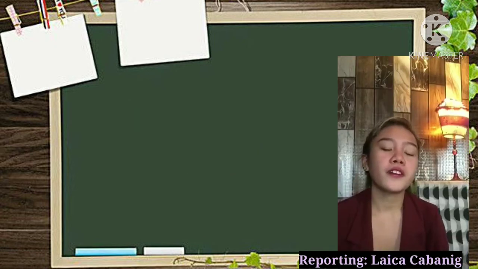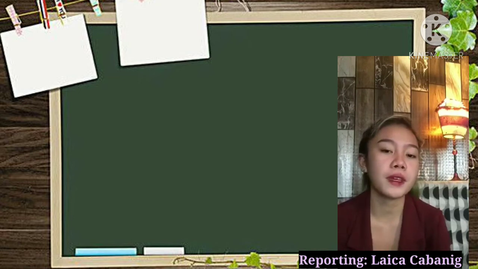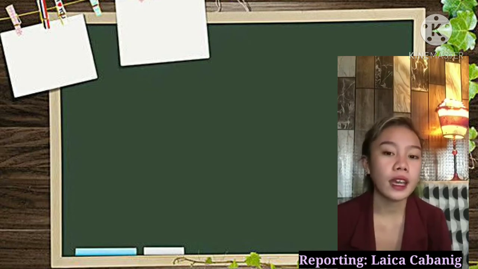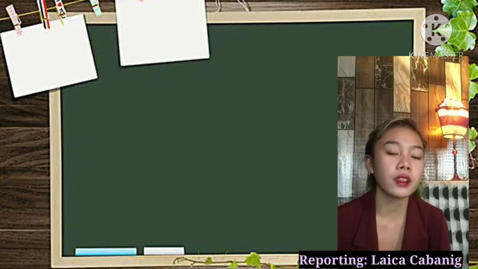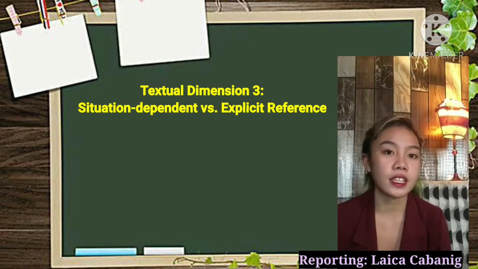Biber and others say that corpus linguistics makes it possible to identify the meaning of a word depending on its occurrences in natural context rather than relying on intuition about how the word is used. I'm going to further discuss the third and fourth textual dimensions. The third textual dimension is situation-dependent versus explicit.